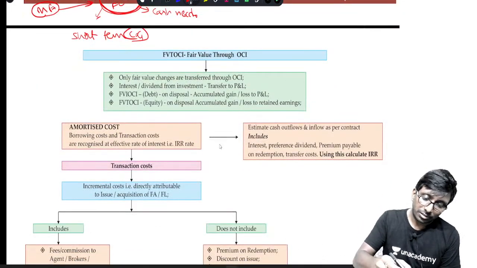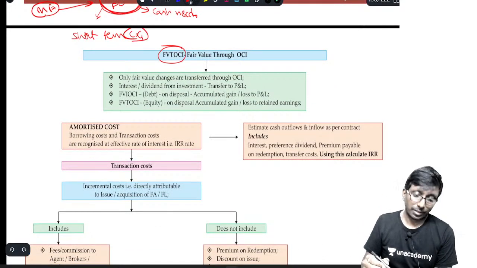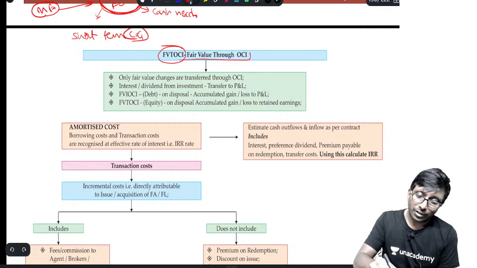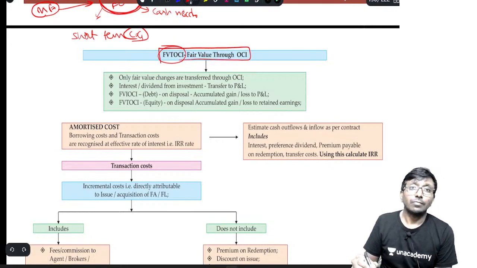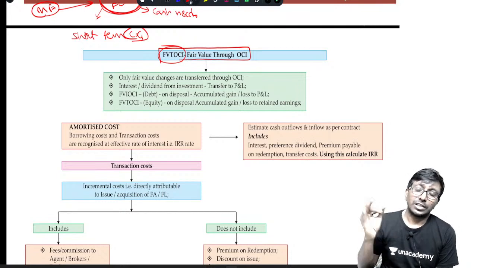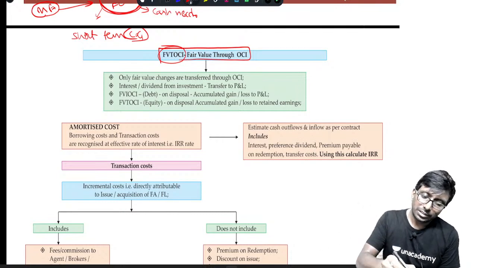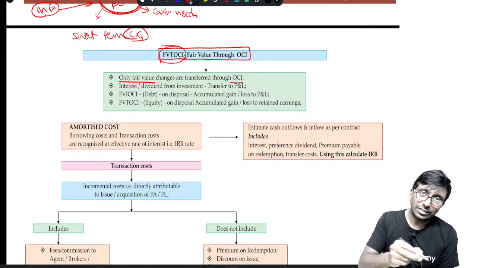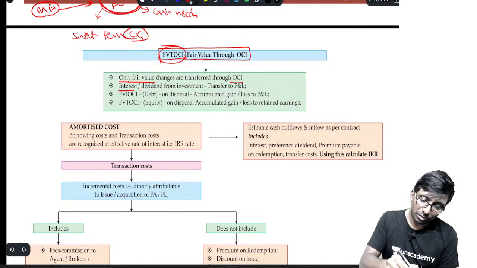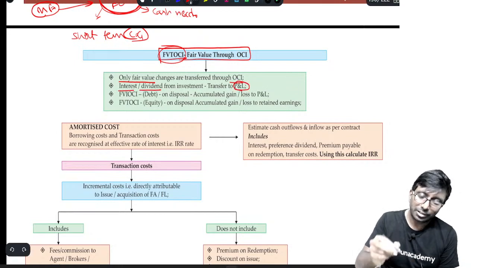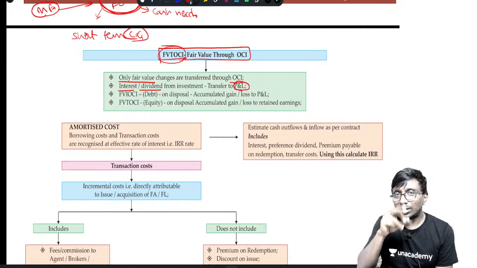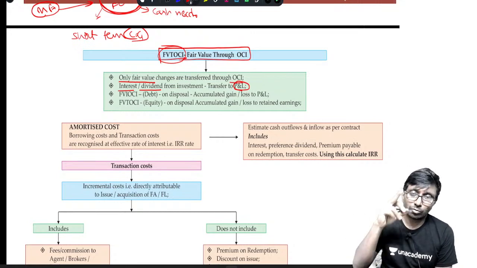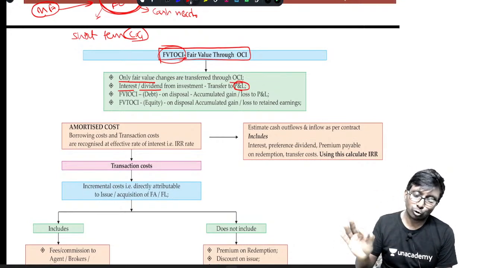Fine. Next, FVT OCI, sir. When I say FVT OCI, fair value through OCI, other comprehensive income. See, when I say FVT OCI, only fair value changes should be routed through OCI. But on that instrument, if you receive interest amount or dividend income, that should normally be transferred to P&L. Only the fair value fluctuation gain or loss should go.